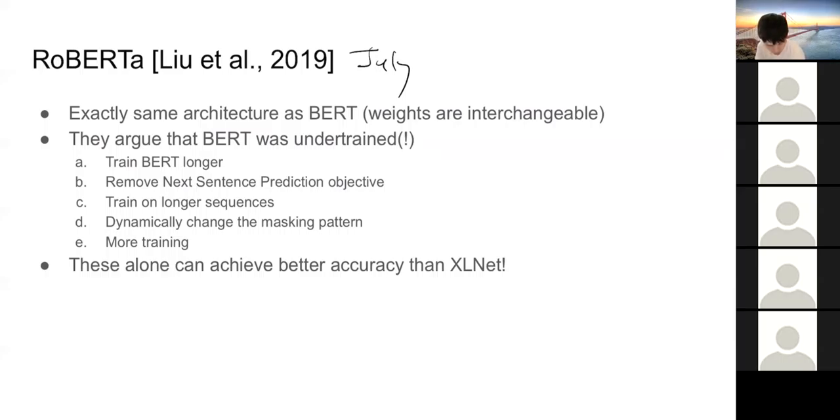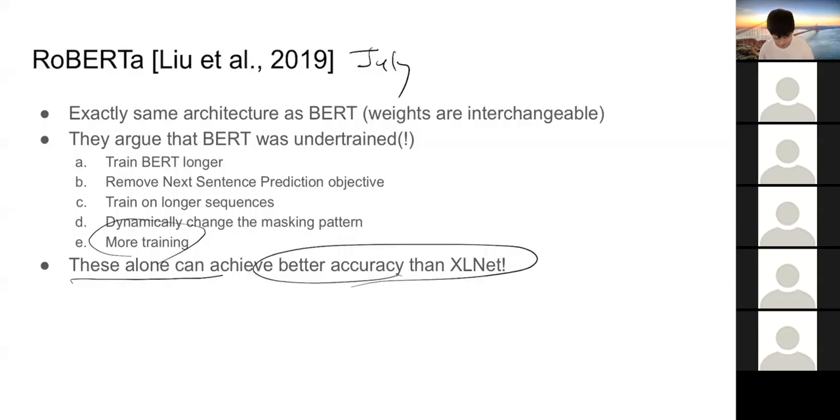They trained on longer sequences. They dynamically changed the masking patterns during training. In BERT, I don't know why, but the masks are prefixed. They have several epochs on the same training data, but the mask is always the same. I'm not sure why they did that initially. Maybe they were running out of time, the BERT authors were. But this is a more apparent thing to do. And more training, of course. And what they're saying is that these alone can achieve better accuracy than XLNet.